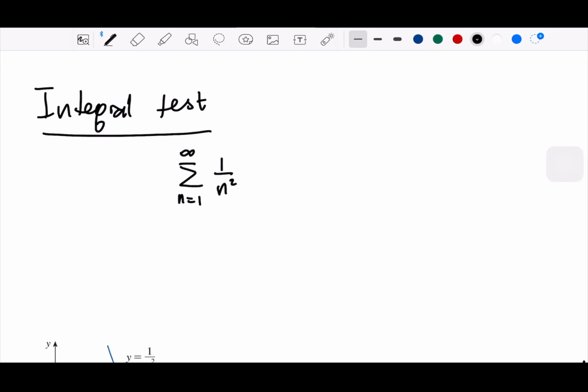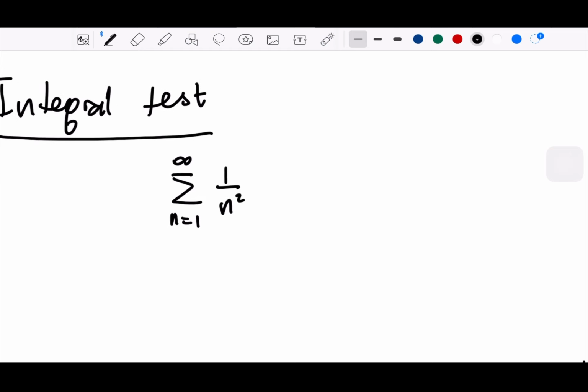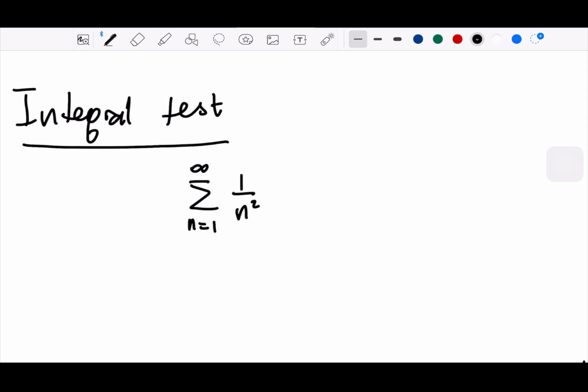Okay, now if we take the sum of this 1 over n squared, remember that in calculus 1, we did the improper integral. If you remember, we did these two integrals, right? One converges, one diverges. Okay, and you will see the similarity in the series.